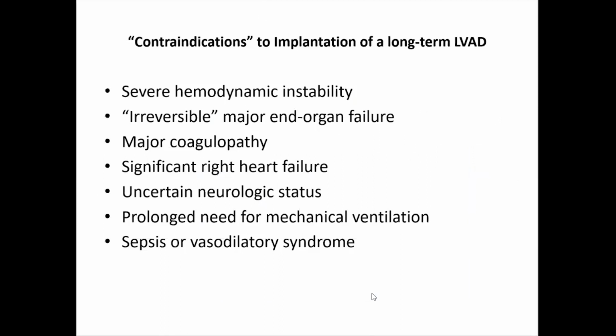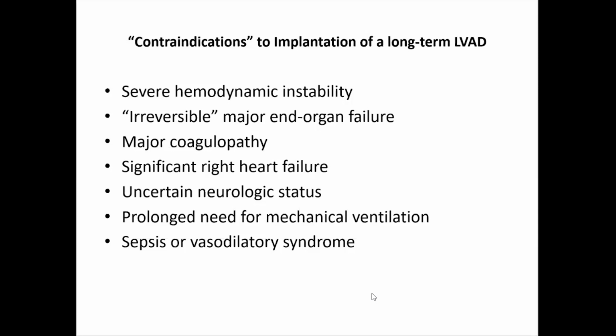The contraindications for a long-term LVAD implant: if the patient is severely hemodynamically unstable, they're not going to do well. We don't usually use the LVAD as an emergent implant. We need to stabilize the patient with temporary pumps first before going to a durable pump. If they have irreversible major end organ failure, like renal failure or liver failure, or major coagulopathy, or significant right-sided failure, that can be a contraindication, because you support the left side but the right side is not supported and can give you a lot of trouble.